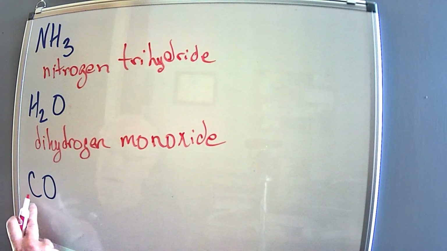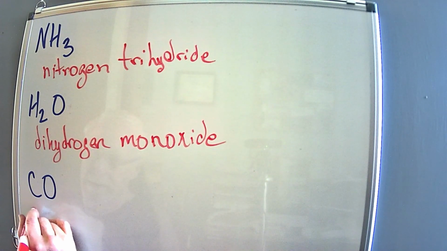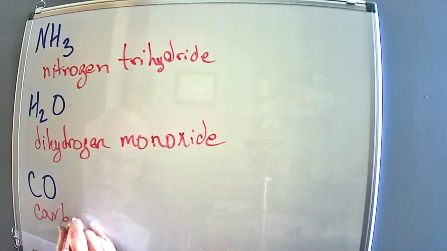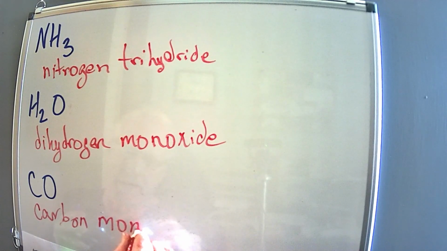Our next one here, 1 carbon. Again, the first element doesn't get a prefix. This is just 1 atom. So carbon. 1 oxygen. So monoxide, like in the previous example.